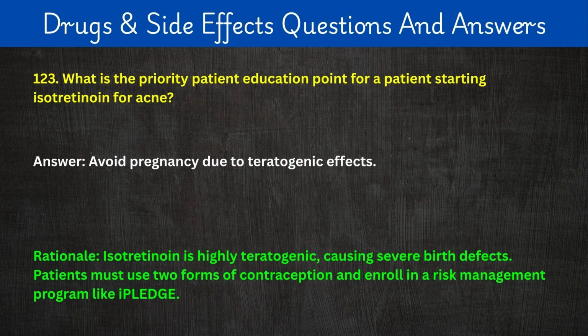123. What is the priority patient education point for a patient starting isotretinoin for acne? Answer: avoid pregnancy due to teratogenic effects. Rationale: isotretinoin is highly teratogenic, causing severe birth defects. Patients must use 2 forms of contraception and enroll in a risk management program like iPledge.